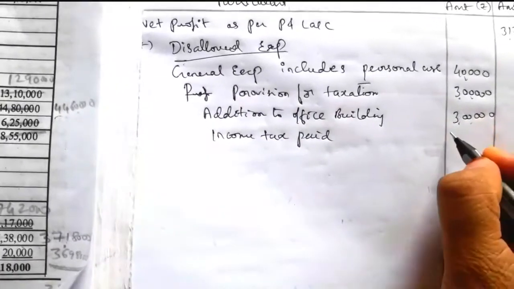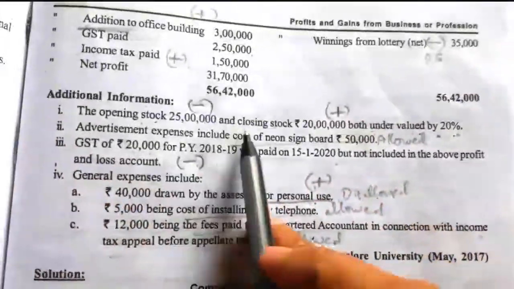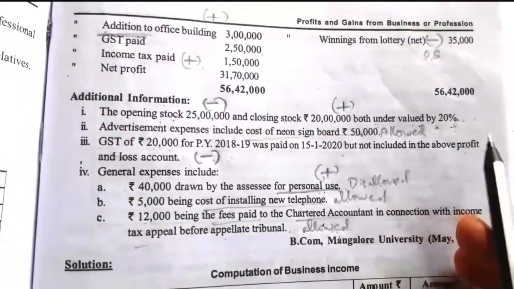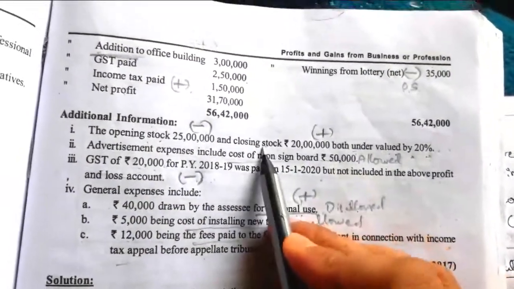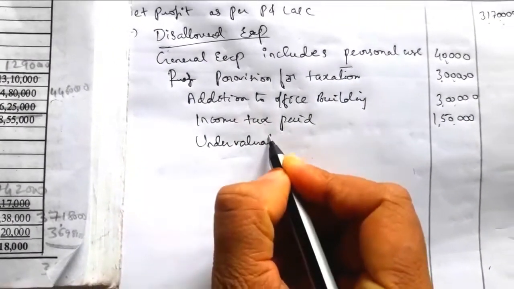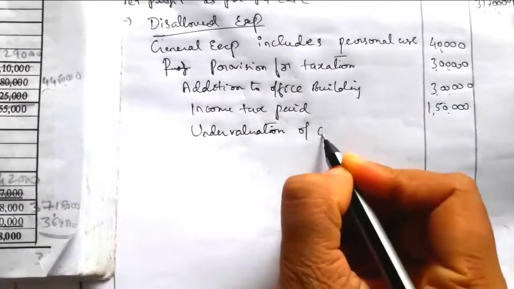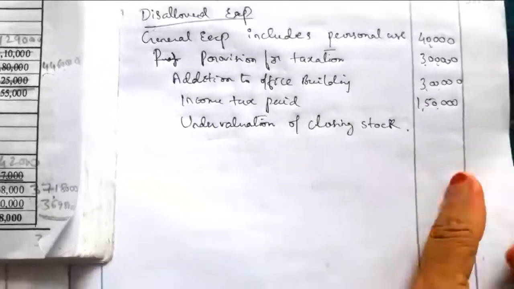Income tax paid, how much? 1,50,000 is disallowed. Then we have opening stock undervaluation and closing stock. So we have to add the undervaluation of closing stock. So write undervaluation of closing stock.